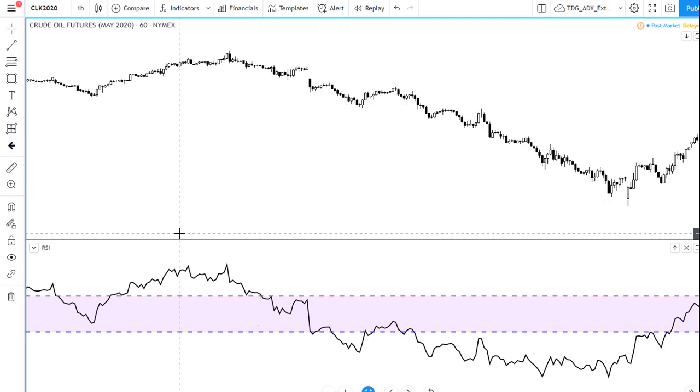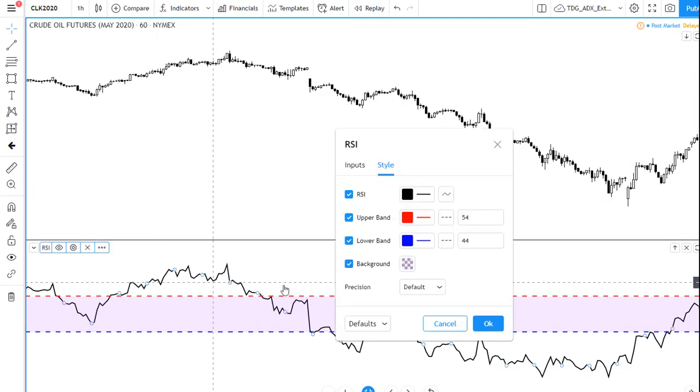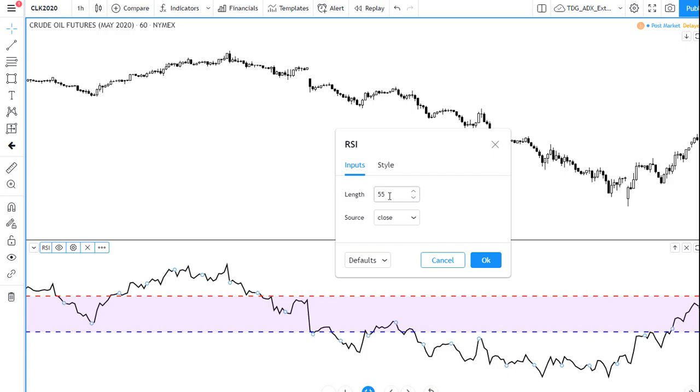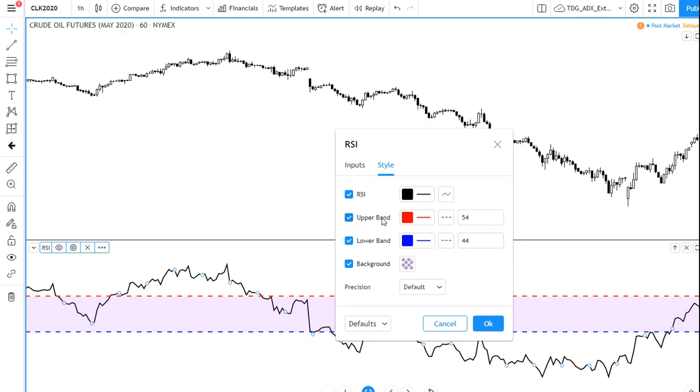Here we got the RSI. Now remember, we came in with an RSI 55. Okay, RSI 55, Fibonacci sequence number. We modified our style. We have our upper band set to 54. We have our lower band set to 44.